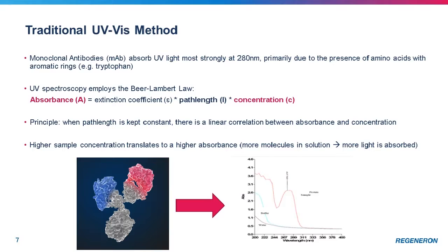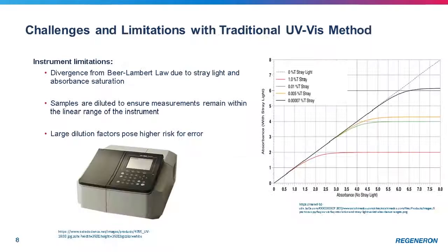In other words, a higher concentration of antibody in solution would translate to a higher UV absorbance at 280 nanometers. As we can see on the spectrum in this slide, which compares a protein sample in the red trace to a water and buffer solution that do not contain any protein and therefore do not show any absorbance at 280 nanometers. So now we understand the principles of UV spectroscopy, but as with most instruments, there are limitations.